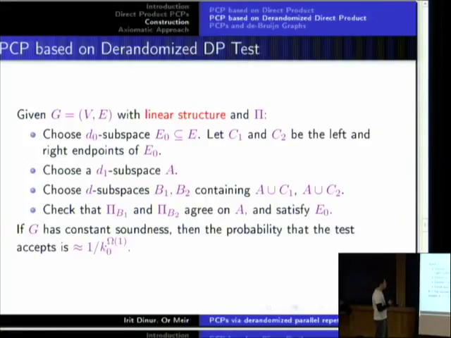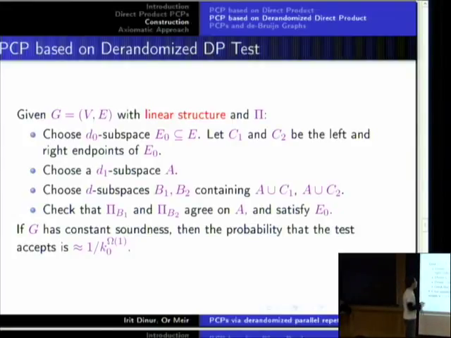And indeed, we can prove that if G has constant soundness, then the probability that the test accepts goes like 1 over K0 to some power. Now, K0 is F to the d0. Sorry? K0 is... Yeah, I should have said it. K0 is just the cardinality of a d0 subspace.